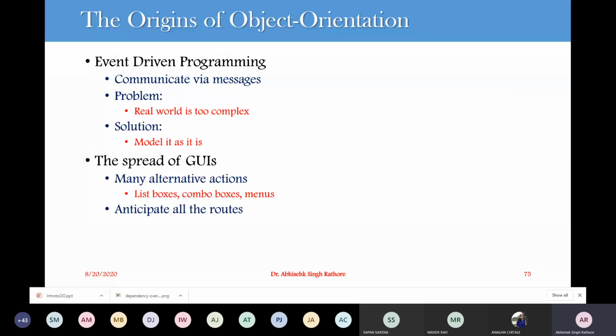So the early works of computer simulation lead to object orientation. That is, we have some collaborating objects in event-driven programming that communicate via messages. In event-driven programming, all the objects collaborating with each other communicate with different types of messages. But the real-world problem is being modeled by our information systems. Real-world information systems are too complex, but in event-driven programming, these models are simple sorts of information systems.